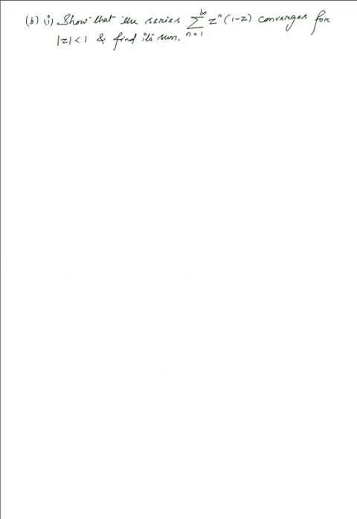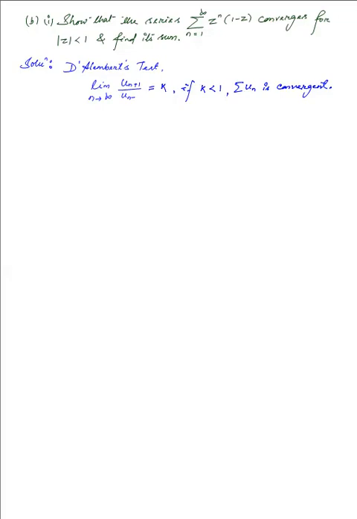Now the next bit asks us to show that the infinite series, that is z to the power n multiplied by 1 minus z, converges for the modulus of z being less than 1, and we have to find the sum of it. To start with, we have to consider D'Alembert's test. There are plenty of tests to check for the convergence and divergence of a series.